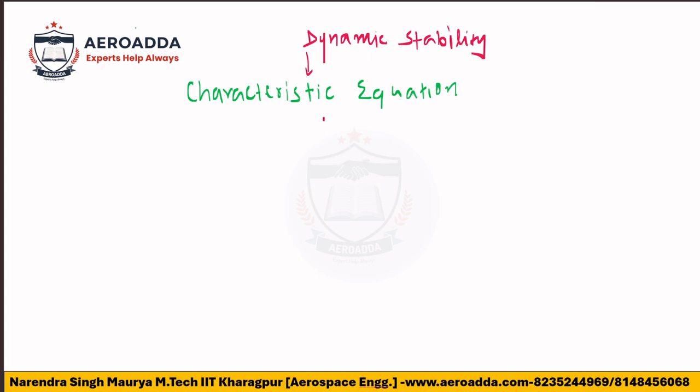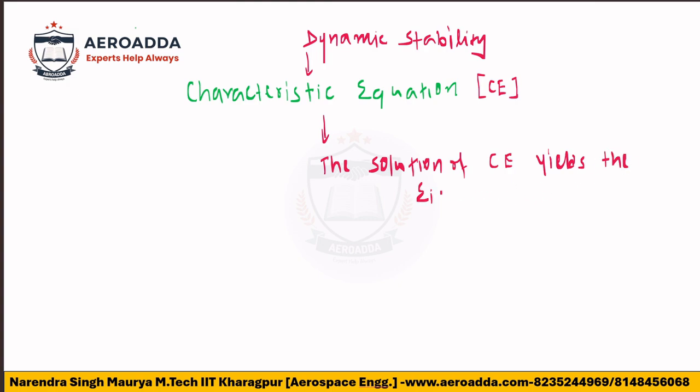Correct. I will write here: the solution of the characteristics equation yields the eigenvalues. The eigenvalue is nothing but lambda.